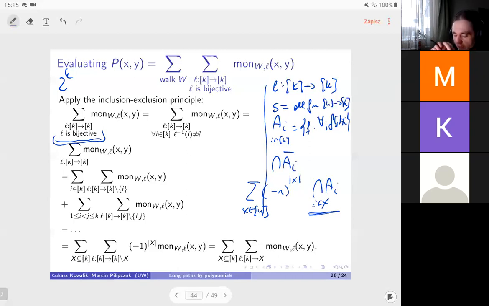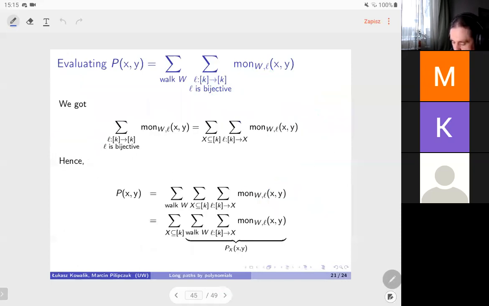Okay, so now by paying 2 to the k in the running time bound, instead of summing over all bijective L, I'm summing over all L from X to some K minus X. So I'm just narrowing the range. I'm giving the range and I'm not saying anything about being bijective. I'm just giving a fixed range and I need to sum over all ranges the values of the monomial here. So this is what gives me inclusion-exclusion here. And the rest is just a dynamic programming algorithm. So this is what we get from the inclusion-exclusion.